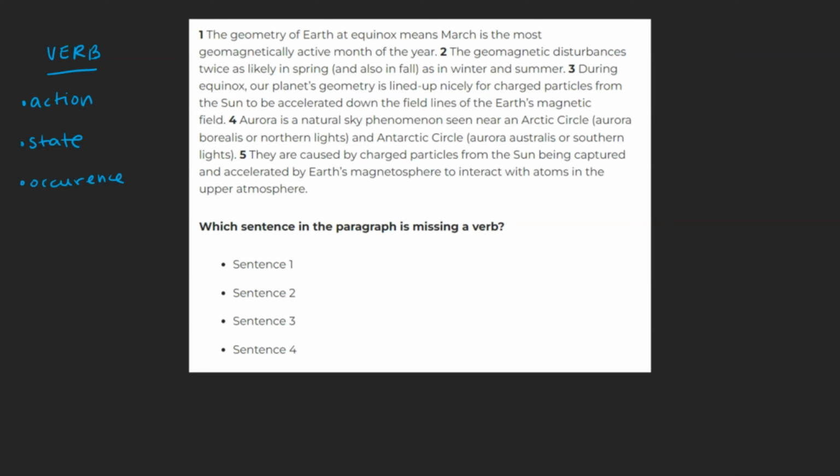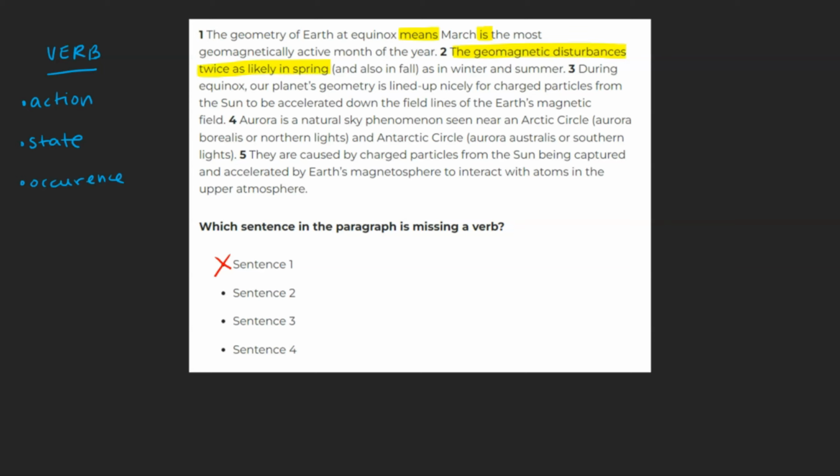We actually see two verbs in sentence 1, means, an action verb, and is, a state verb. As this sentence clearly isn't missing a verb, we can mark this choice off and go on to the next one. Without even delving too much into it, sentence 2 already sounds wrong and clunky to our ears.